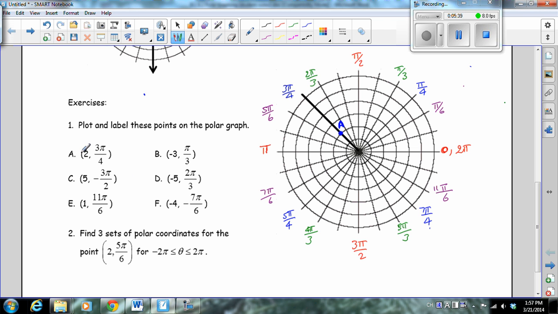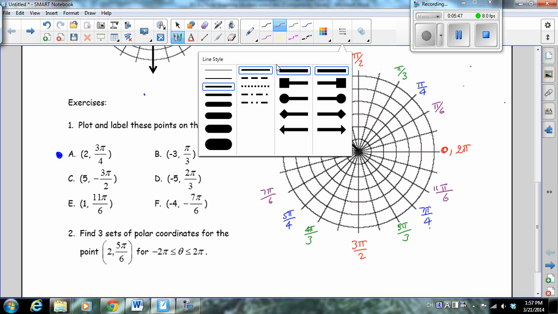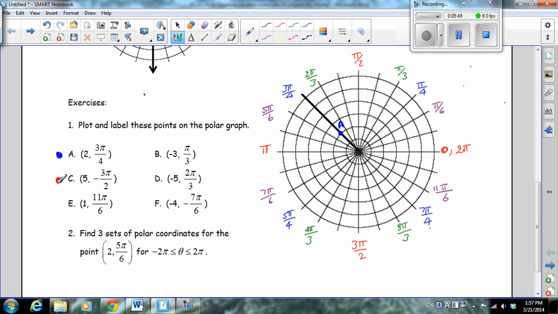Alright, let's do the same thing. By the way, I marked A with the blue. Let's do B now. Let's do C. And I'm doing C with a red. C is located at 3 pi over 2 or at negative 3 pi over 2.